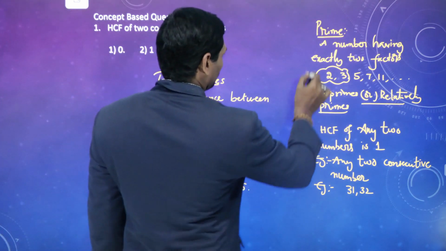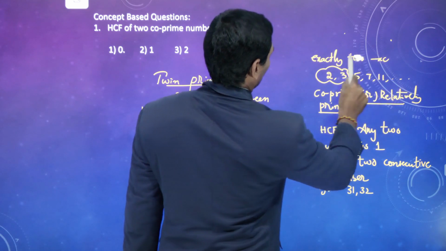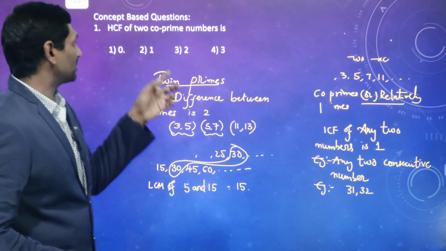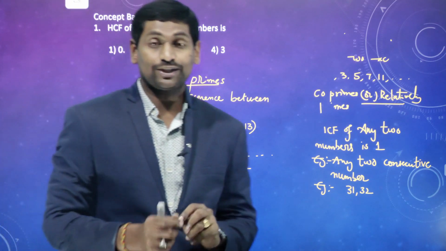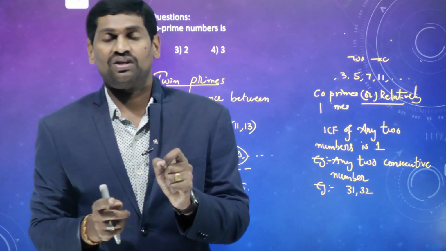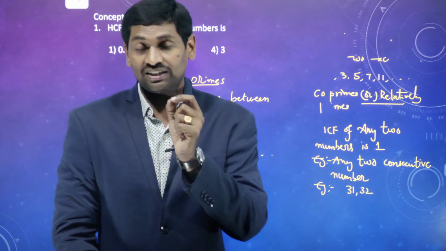So this is about HCF. Let us go through the first question here. HCF of two co-prime numbers. I told you the definition of co-primes. Any two consecutive numbers, if you take two consecutive numbers, always become co-primes.